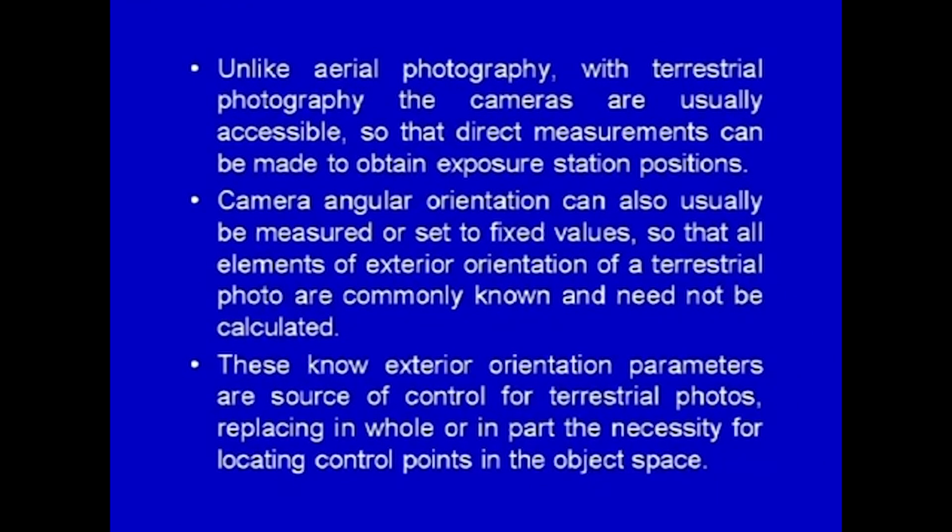Unlike aerial photographs, with terrestrial photography, the cameras are usually accessible so that direct measurements can be made to obtain exposure station positions. Camera angular orientation can also usually be measured or set to fixed values, so that all elements of exterior orientation of a terrestrial photograph are commonly known and need not be calculated. These known exterior orientation parameters are source of control for terrestrial photographs, replacing in whole or in part the necessity for locating the control point in the object space.